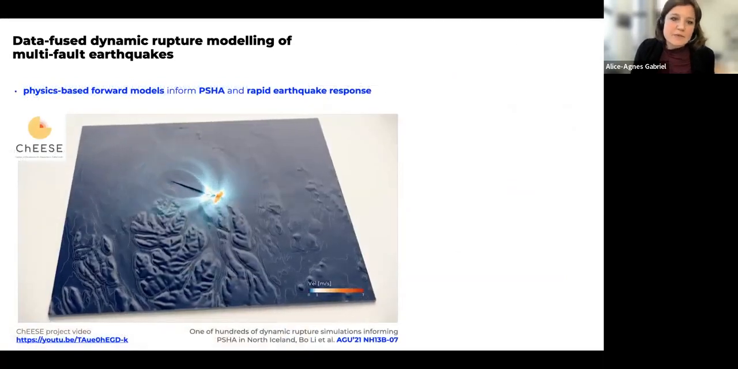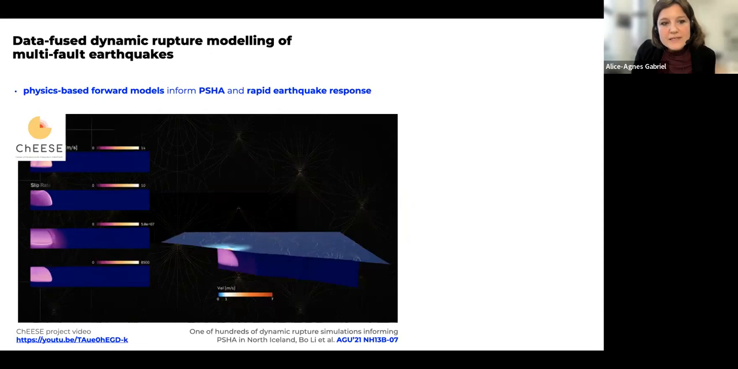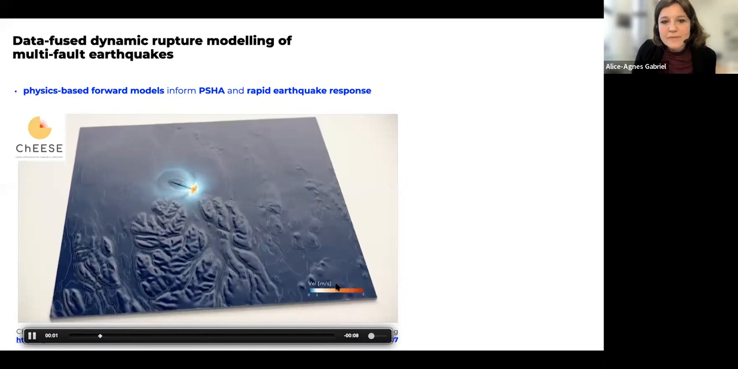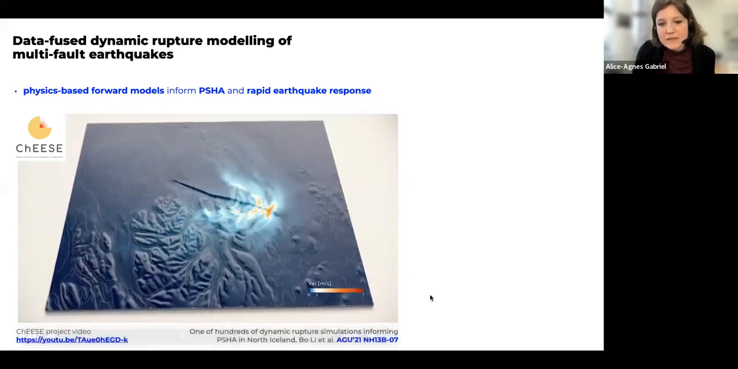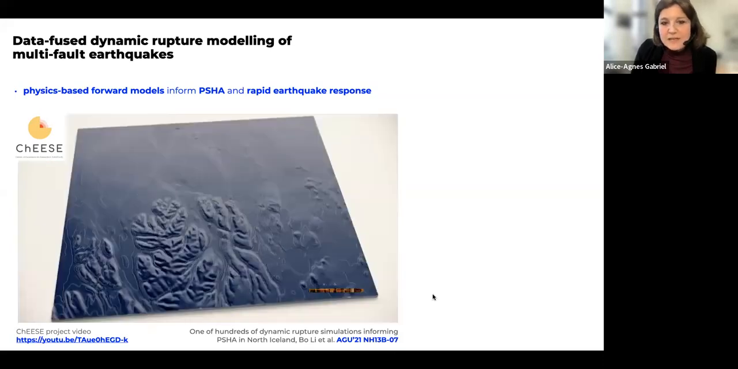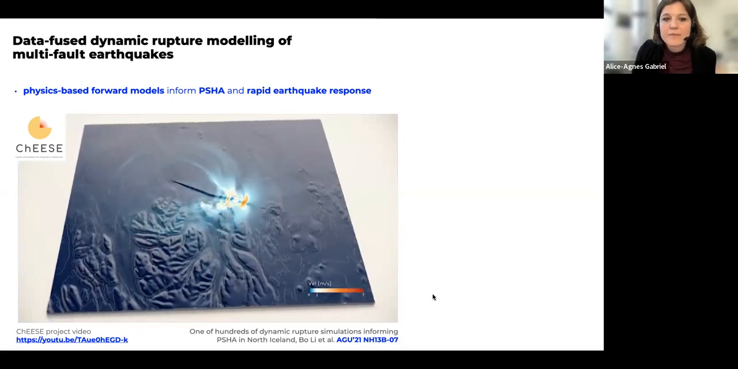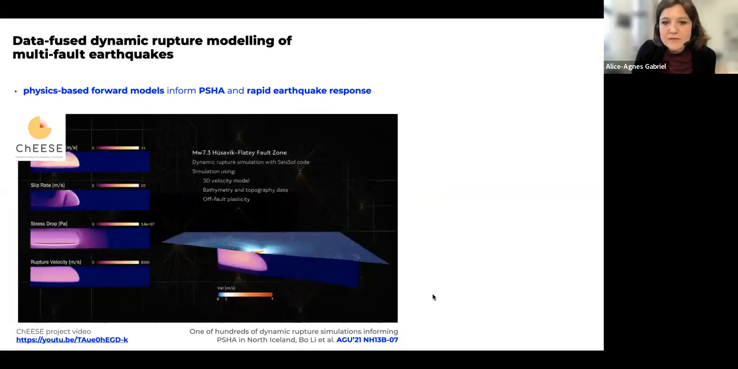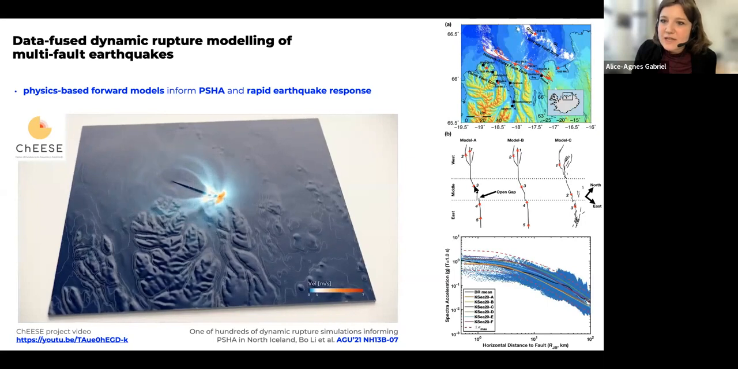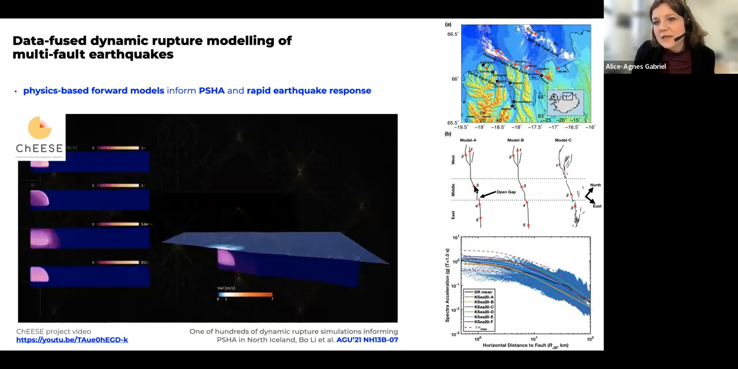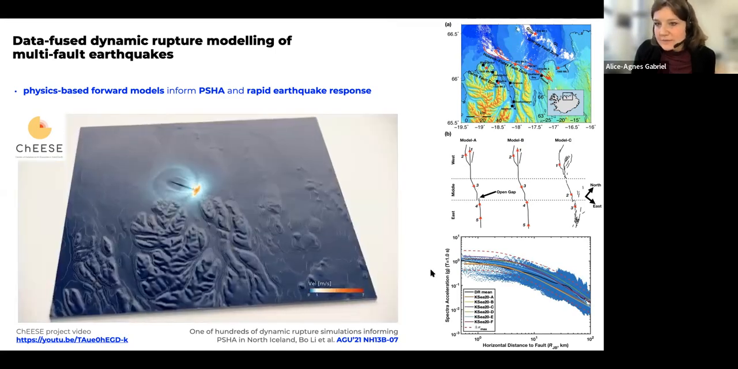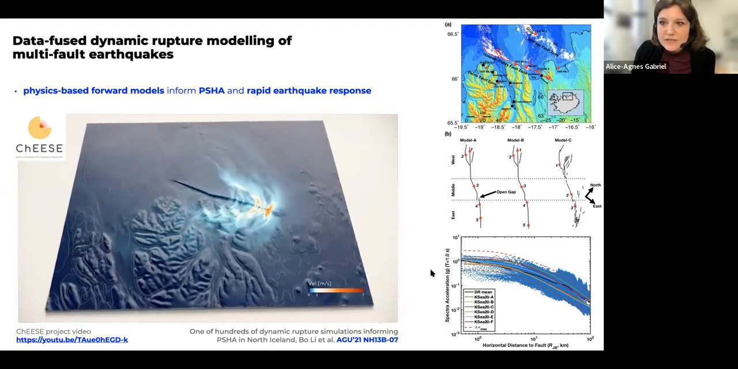We could also think about, or we're working towards, using these models to inform probabilistic seismic hazard assessment and rapid earthquake response. This animation is just one of a whole suite of dynamic rupture simulations that postdoc Bo Li has been working on as part of the CHEESE project, where we've been setting up simulation suites for a fault system in North Iceland. This is the Húsavík-Flatey fault system. We were wondering which kind of complexity we really need to include in these dynamic rupture models to make them useful to complement, for example, purely empirical attenuation relations or ground motion prediction equations.